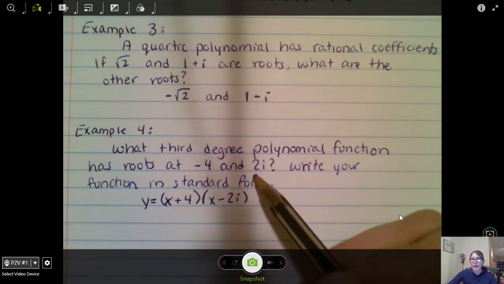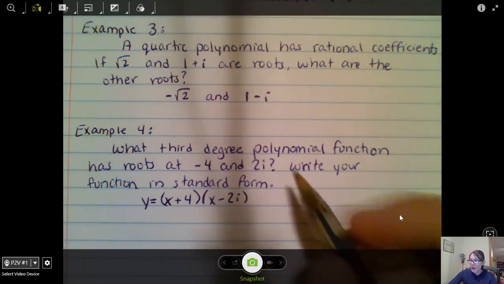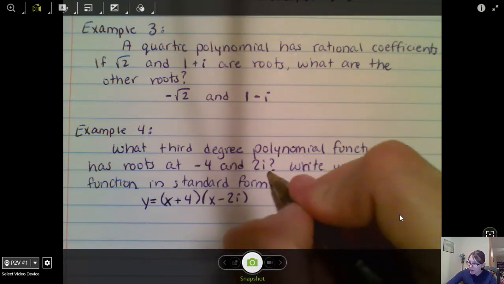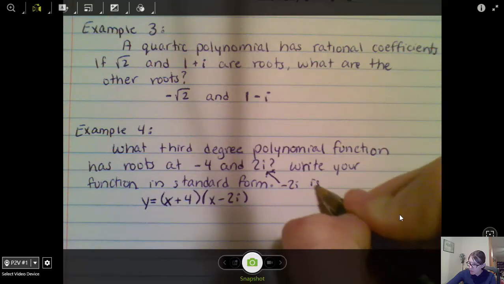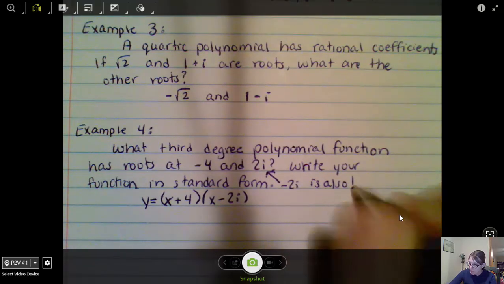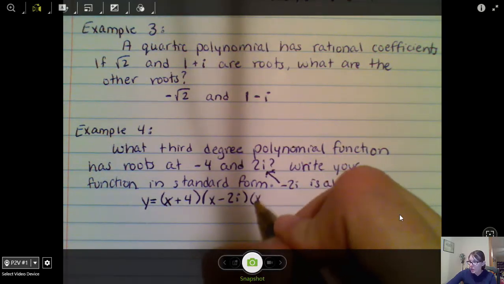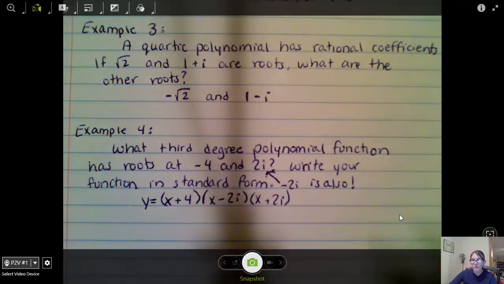Looking back at this 2i again, okay, 2i, that is an imaginary number. It's a complex root, which means its conjugate, -2i, is also a root. So in our equation, we also have an x plus 2i. We got our function. Now let's write it in standard form. We need to multiply this out.